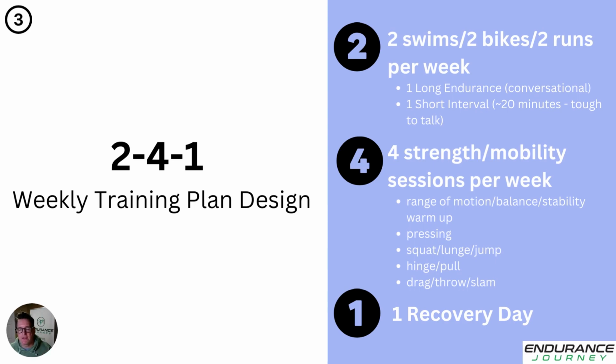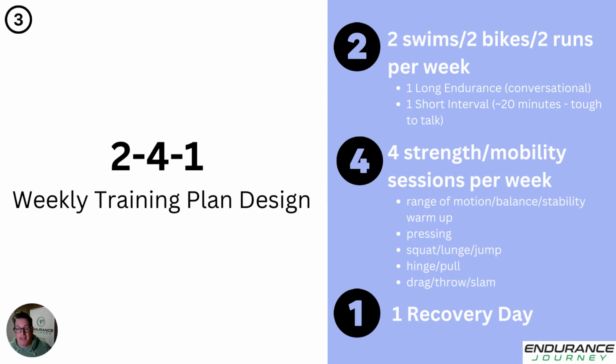Then those 4 strength sessions are broken up into 4 different focuses per session. So the first session has a focus of pressing activities. So anything where you're pressing resistance away from your body, like a push-up or a chest press, for example. Second session is a squat, lunge, or jump. So we're working on loading the lower half of the body from a squatting, lunging, and jumping position.